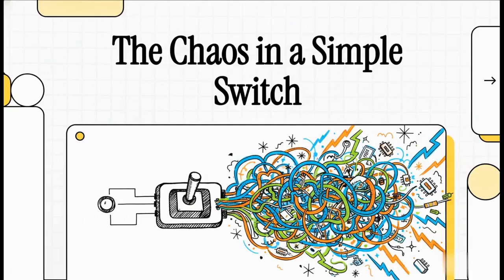All right, so let's talk about something fascinating. We're going to look at one of the most basic, most common electronic parts out there. I mean, this thing is in pretty much every single device you own. But here's the crazy part. Hidden inside its super simple job is a secret, the potential for pure, unpredictable chaos.